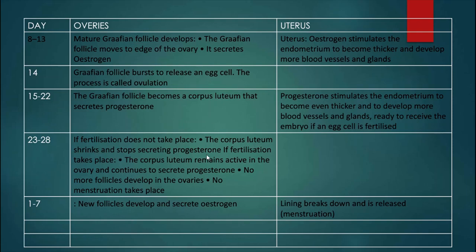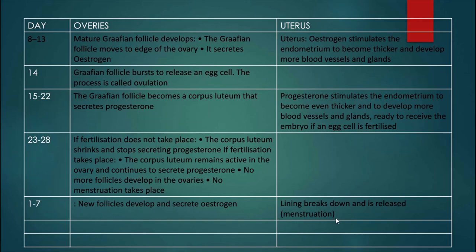If fertilization takes place, the corpus luteum remains active in the ovary and continues to secrete progesterone. No more follicles develop in the ovaries, and no menstruation takes place. And if fertilization does not take place, the lining breaks down and is released as menstruation.